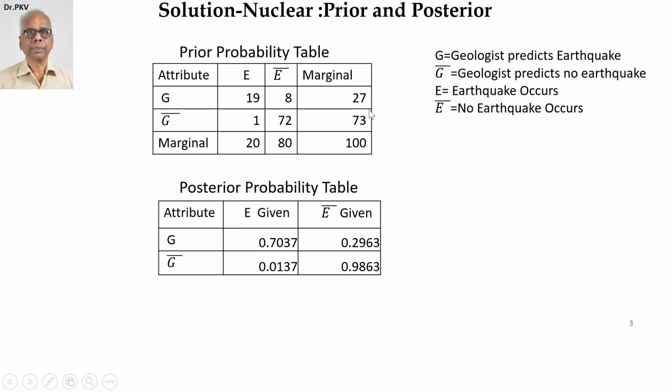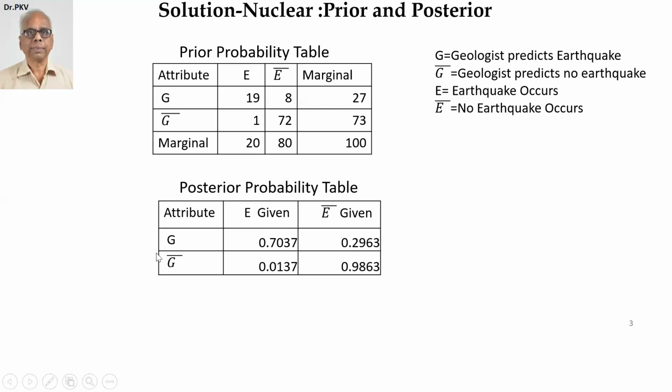So the geologist predicts earthquake on 27 occasions, out of which the earthquake actually occurs on 19. And therefore, the posterior probability of earthquake given geologist predicts earthquake is 19 by 27, which is 0.7037. 8 by 27 is 0.2963. This is the posterior probability of no earthquake given geologist predicts earthquake. Similarly, the geologist predicts no earthquake on 73 occasions, but on one occasion, earthquake given geologist predicts no earthquake is 1 upon 73. Now, no earthquake given geologist predicts no earthquake is 72 upon 73. And I do it to four decimal places. This is the posterior conditional probability, the classic way of inverting, which is the hallmark of Bayes' theorem.